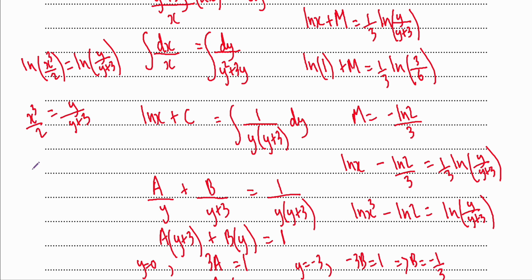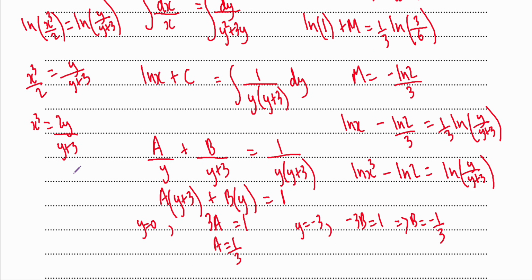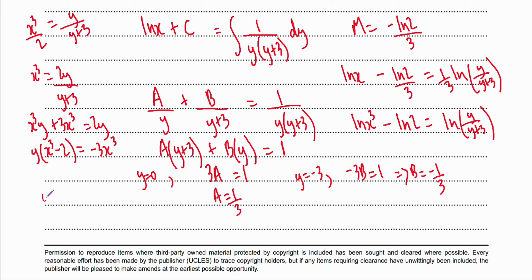Okay, multiply by 2, so you have x cubed is equal to 2y over y plus 3. And then bring the y to the other side, so you have x cubed times y plus 3x cubed is equal to 2y. Bring this 2y to the other side, so we have y times x cubed minus 2 is equal to minus 3x cubed. And now you have y is equal to minus 3x cubed divided by x cubed minus 2. So that is our y in terms of x.